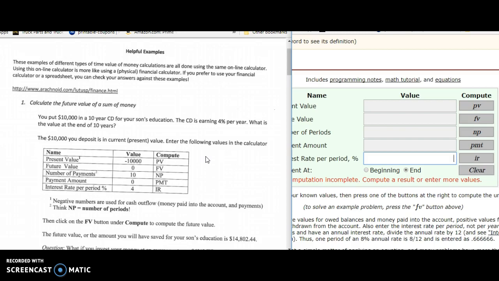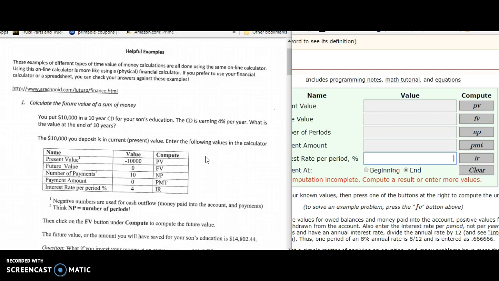So the first one is you put $10,000 in a 10-year CD for your son's education. The CD is earning 4% per year. What is the value at the end of 10 years? So you have to know, where do those numbers go? And for me personally, you can just ignore the positive, negative signs. If you can just ignore them, whether they give you a negative answer, this might make a little more sense.